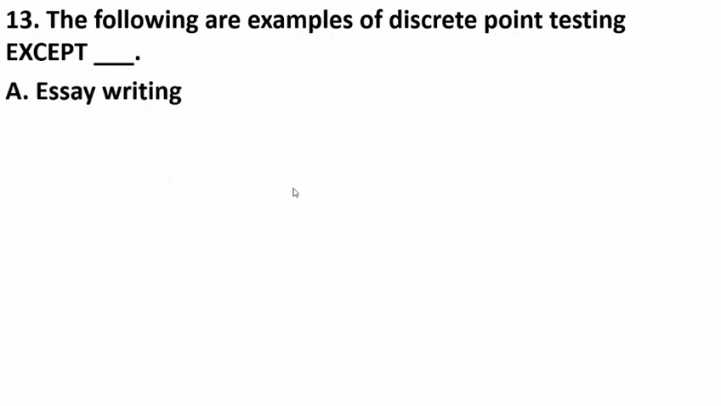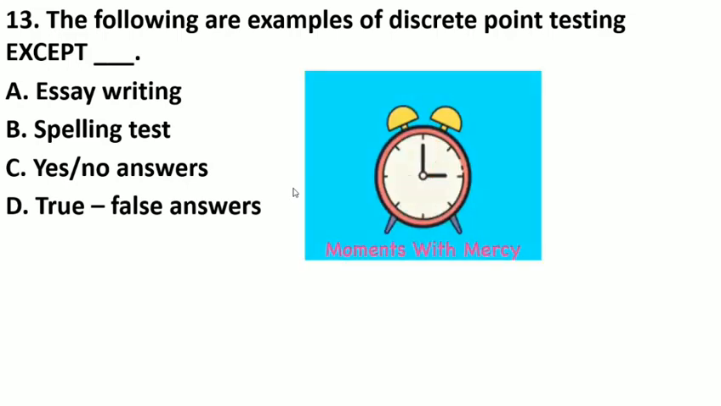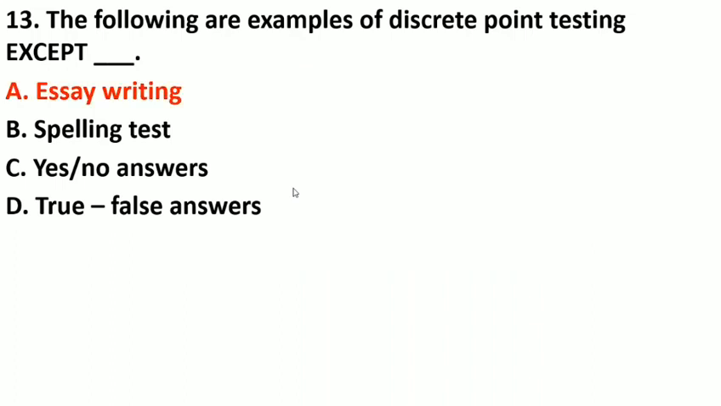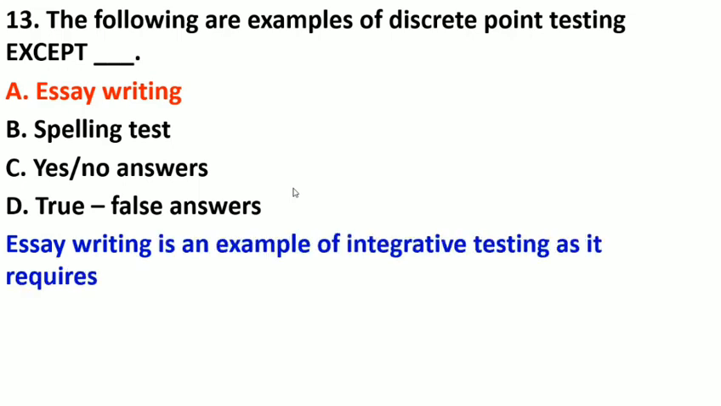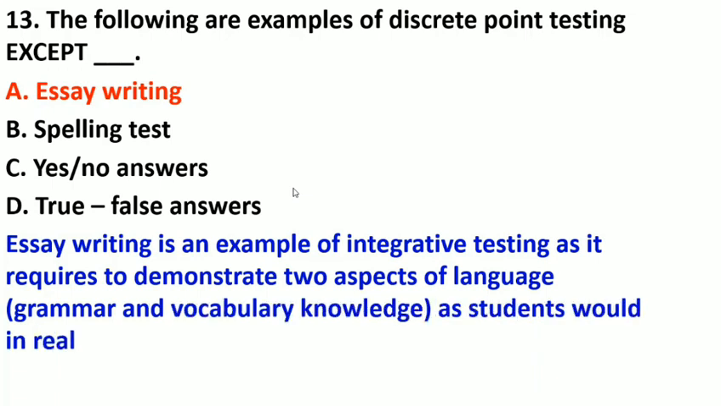The following are examples of discrete point testing except A. Essay writing. B. Spelling test. C. Yes or no answers. D. True or false answers. The correct answer here is option A. Essay writing. Essay writing is an example of integrative testing as it requires students to demonstrate two aspects of language, grammar and vocabulary knowledge, as they would in real language use.